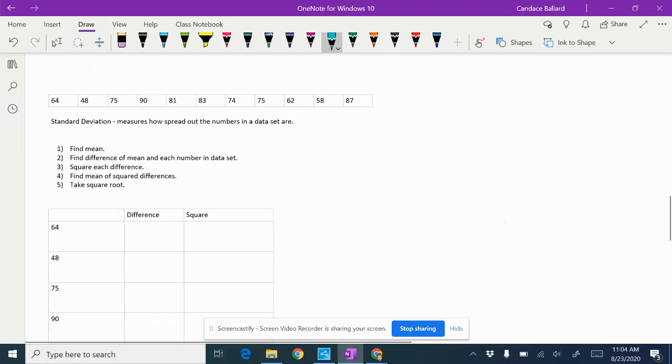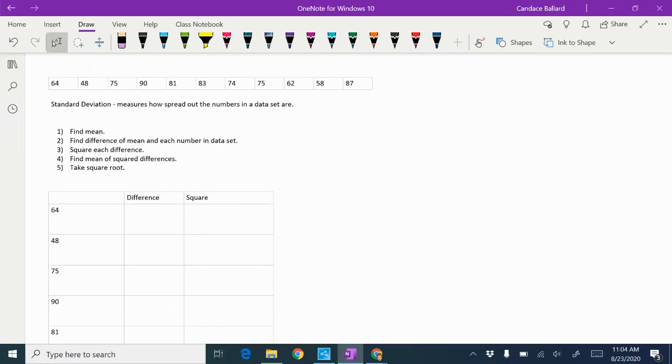So in this video, we're going to talk about standard deviation. We're going to use our same data set, okay? And this time, to find a standard deviation, this measures how spread out the numbers are in a data set. This is super handy, and I don't know if you'll ever hear your parents talk about it, but they talk about the bell curve.